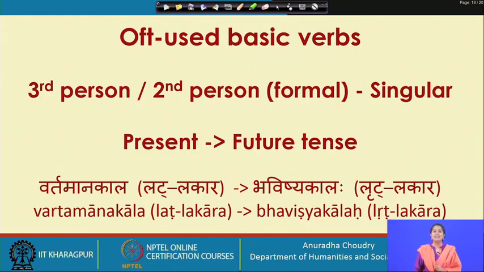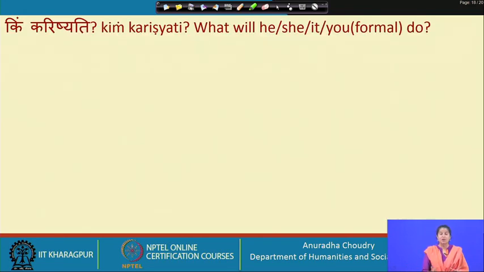So in the next case let's look at some basic verbs and see how we can conjugate them in the future tense for the third person and the second person formal in the singular. As you see at the bottom of the screen, the Vartamana Kala is the present tense and in the future we call it the Bhavishya Kala. The sh is the tongue rolled up, the cerebral sh, Bhavishya Kala. And in technical terms, it is known as the Lrit Lakara. Alright. So now let's look at how it conjugates.